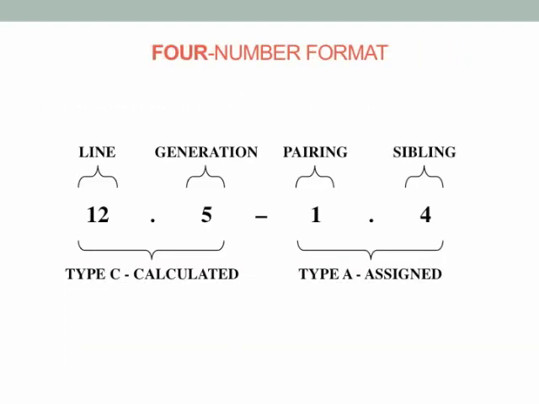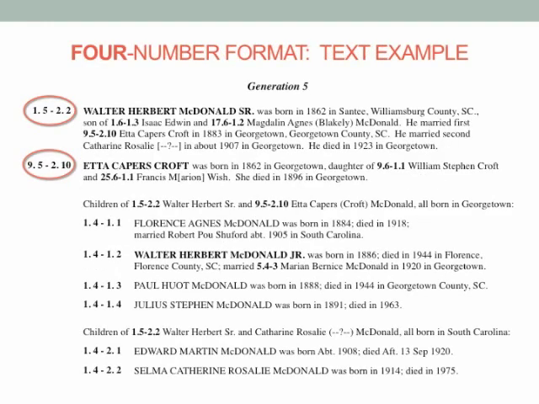Well, what if you went beyond the calculated line and generation numbers and next introduced a marriage number or a pairing number before you numbered siblings? Now you've got a unique indicator for which marriage logically in chronological order.